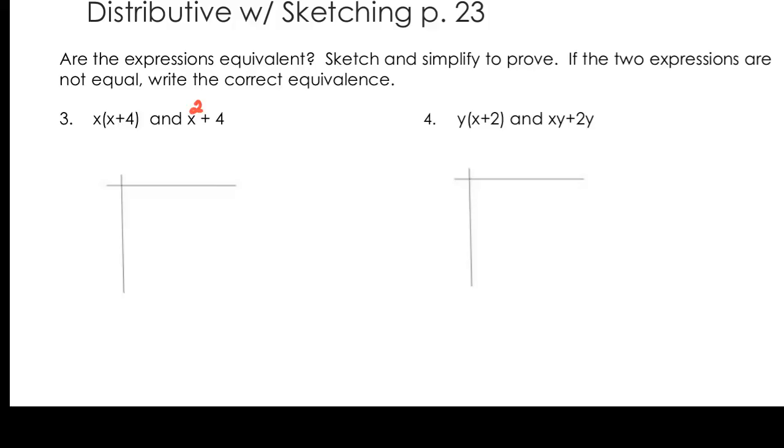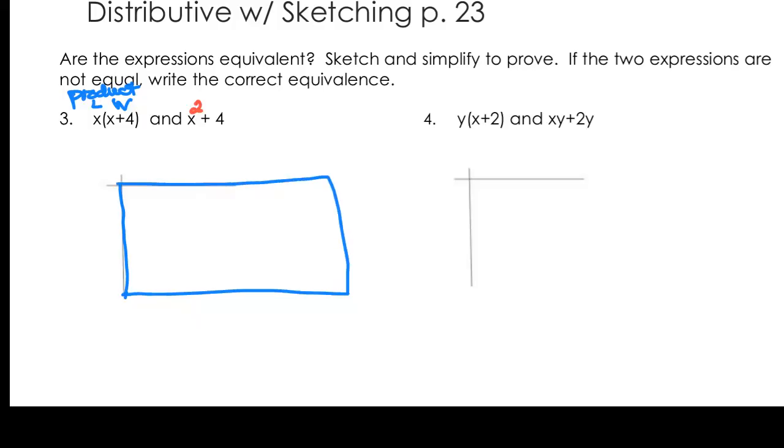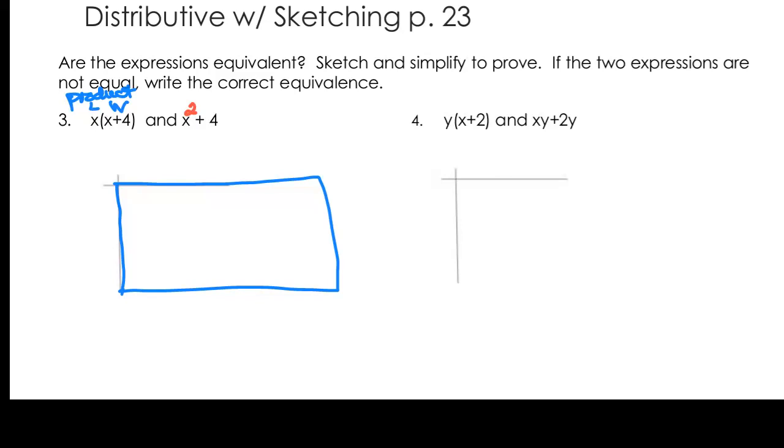All right, so x times x plus 4 and x squared plus 4. Go ahead and let's see if we can sketch these. So the first one is a product, which is your length times your width. Bless you. And so I need one large rectangle. What is my length?